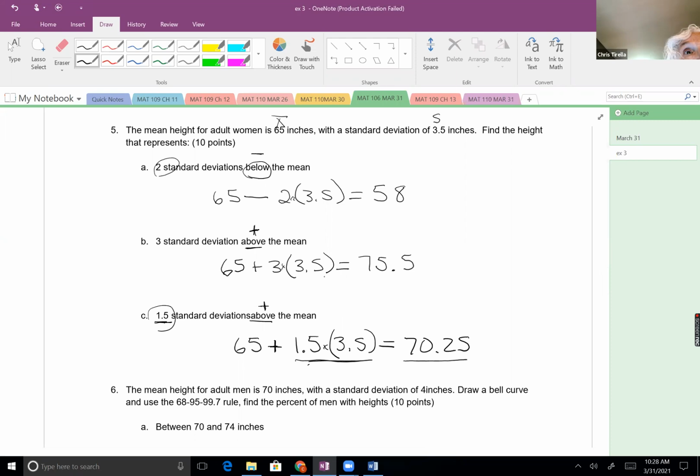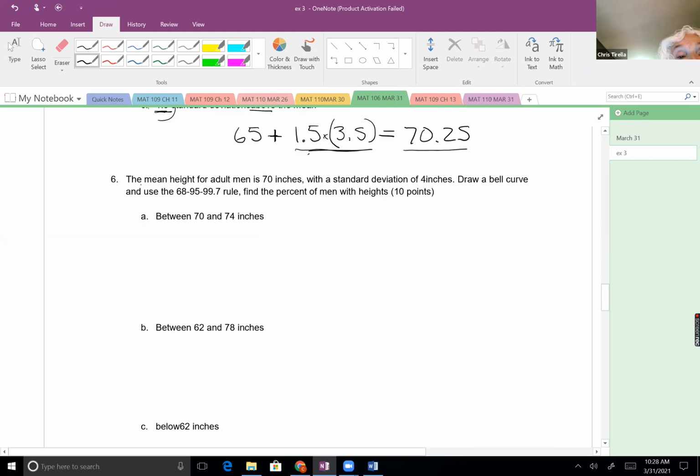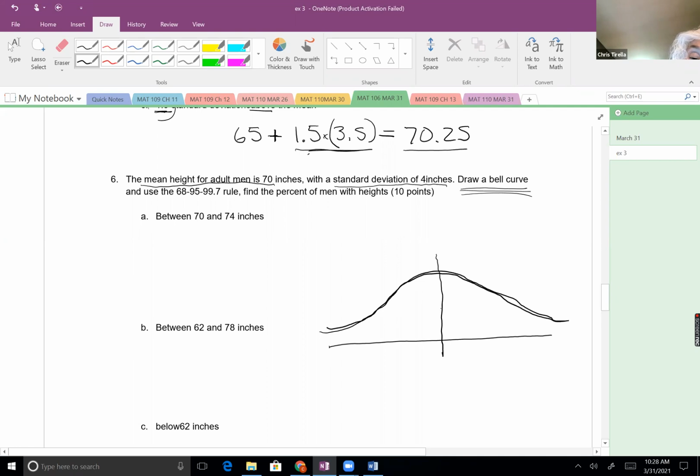Next one is along those same lines, asking me to make use of my mean and standard deviation for a population. This time the mean for men is 70 inches and the standard deviation is 4 inches. First thing I'm going to do is draw a bell curve. When I draw that normal distribution, yikes, that's not the smoothest looking one, I'm sorry. Remember, we start in the middle. What number goes in the middle? 70. It's always your mean.